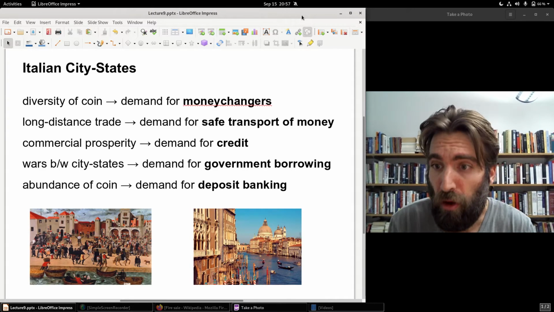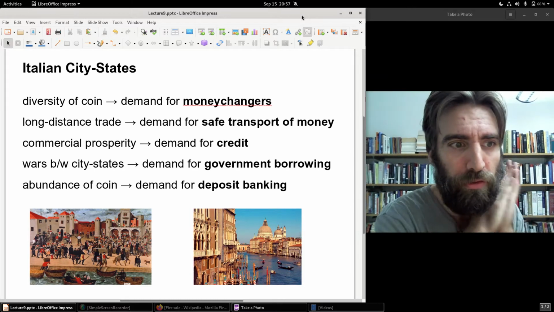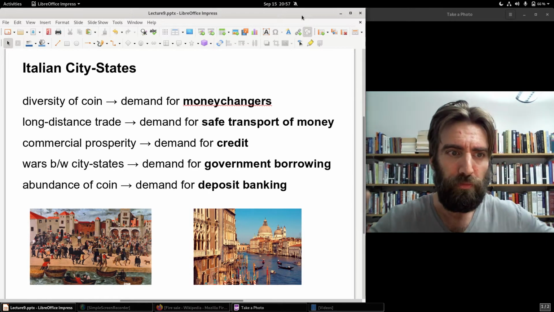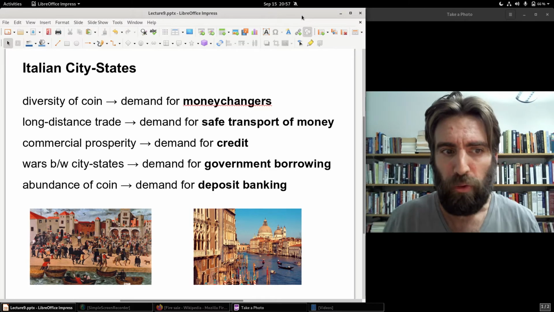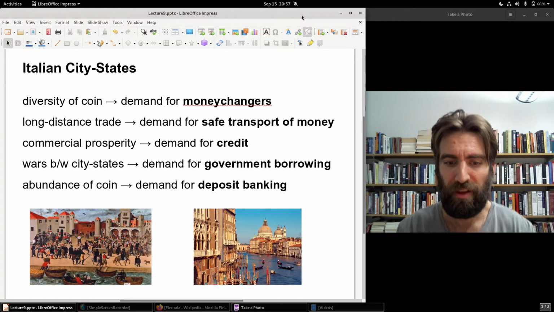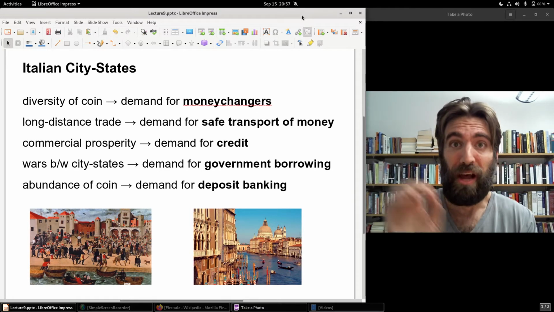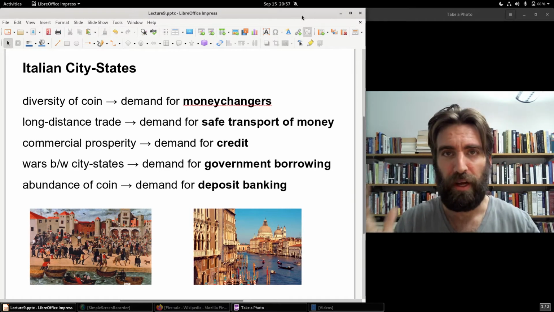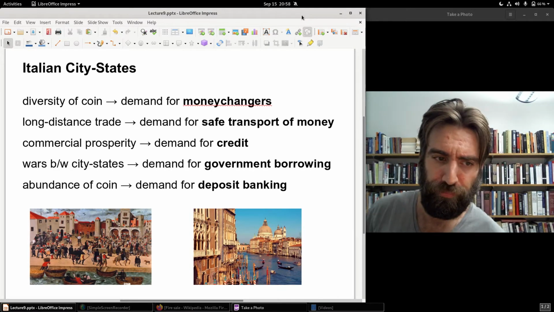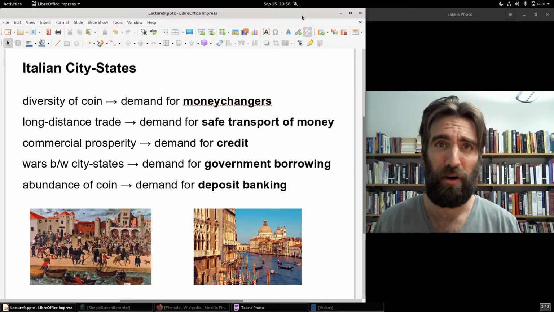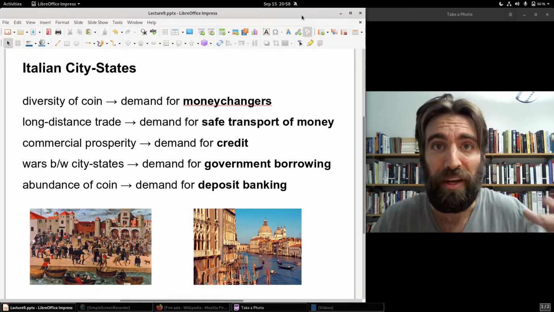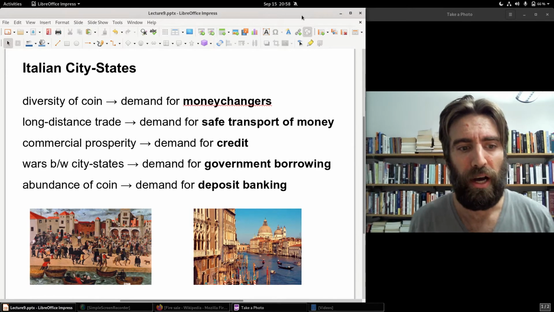Okay, so moving along on our list, we've already seen the demand for credit. Dealt with that. Wars between city-states. So in Italy, you may recall, looking at the map, there's not a single Italy. There are different Italian city-states, and very frequently they were at war with one another. And sometimes they were at war with foreign powers. The French, for example, were pretty continually encroaching on the Italian peninsula.